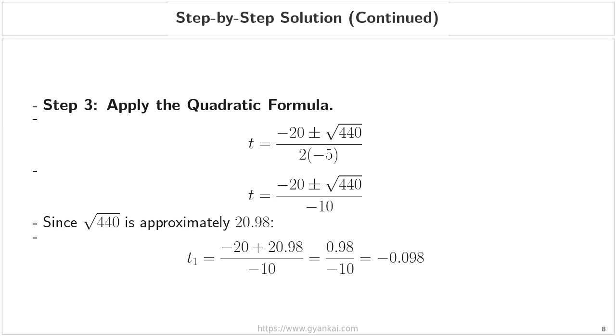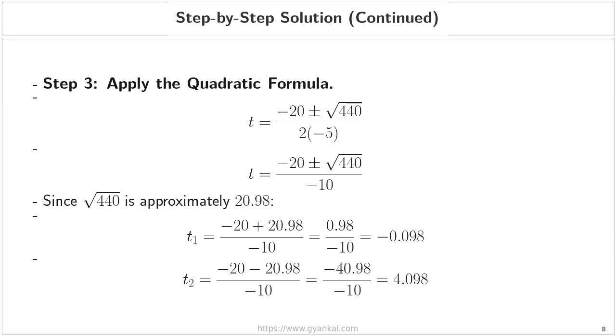First, let's calculate our first value, t sub 1. We take -20, add 20.98, which leaves us with 0.98. When we divide 0.98 by -10, we get -0.098.